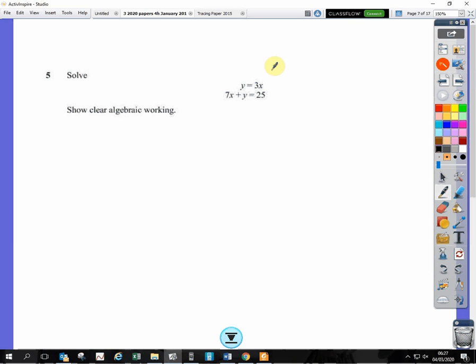Next question. Right, simultaneous equations, but because one of them is in the form y equals, it's actually easier to use the method of substitution.